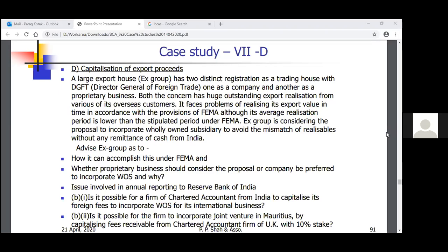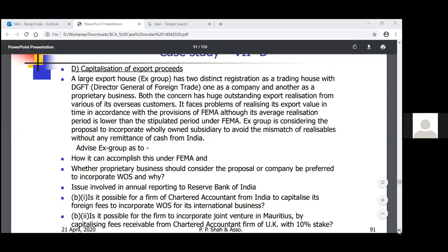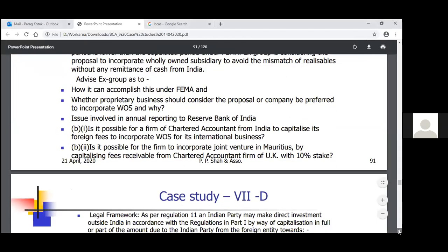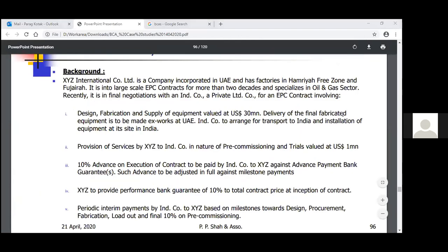Next case study, please. It is on page number 96. Yes, 96. It's 91 now, so bring it to 96. So I'm on 96, there's a certain time lag. This is correct. Yeah.